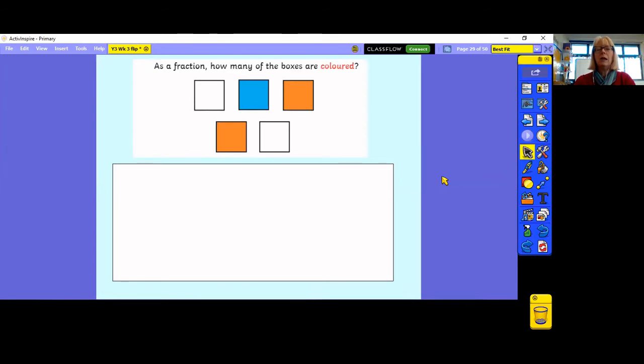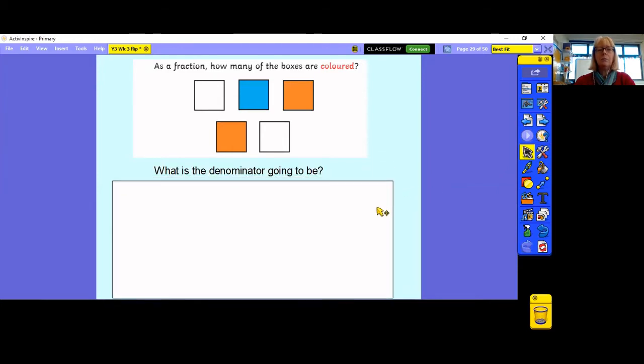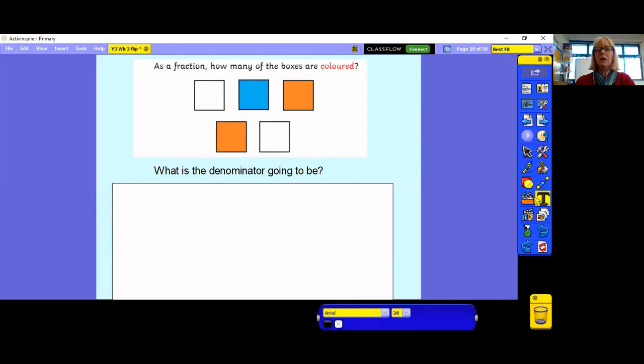So let's have a look at this little question. As a fraction, how many of the boxes are coloured in? The first thing we need to ask ourselves is, what is the denominator going to be? The denominator tells us how many parts the whole thing has been split into. So here we've got 1, 2, 3, 4, 5 equal parts. So our denominator is going to be 5.